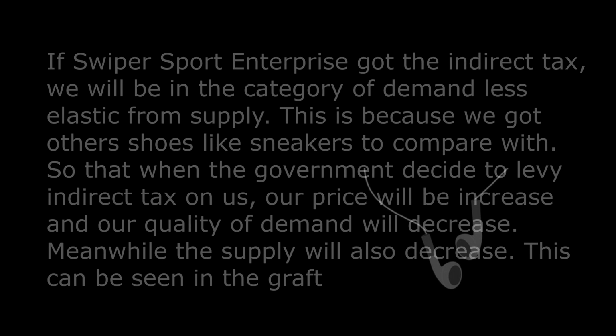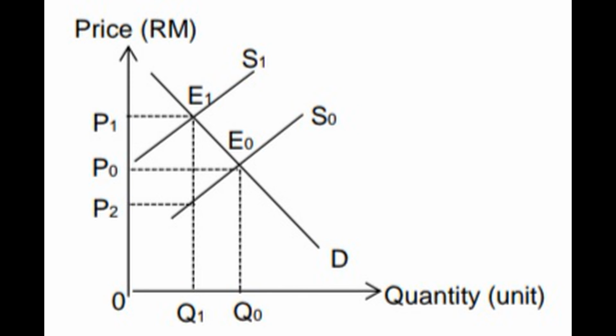This can be seen in the graph. The graph shows that when the tax was given to our firm, the supply will decrease and the quantity will also decrease. Meanwhile, the price will increase due to the tax that is charged.